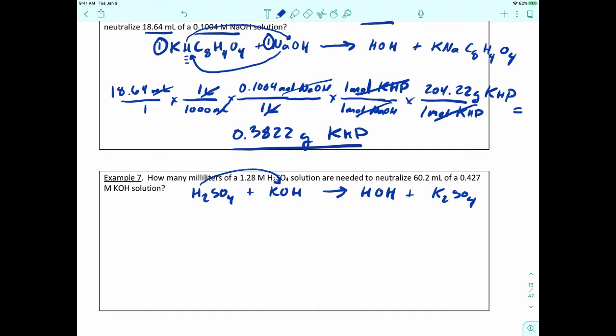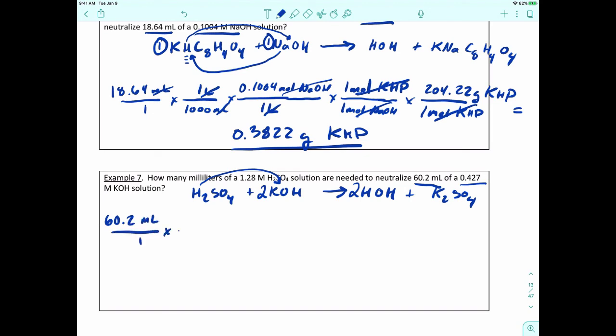if we balance everything out, we need 2 moles of KOH, and we have 2 moles of water, and that should be okay. Everything should be balanced at that point. Yay. Okay, so we're going to set this up just like we did the other problem. So we know that we have 60.2 milliliters of 0.427 molar KOH solution. So let's start with that, 60.2 milliliters.